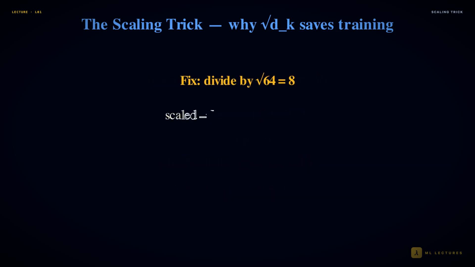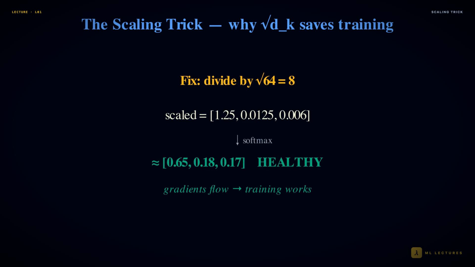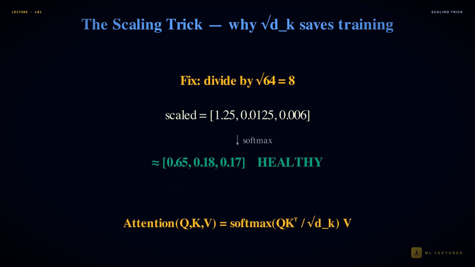Fix. Divide every score by square root of the key dimension. For dk equals 64, that is square root 64 equals 8. Same scores become 1.25 and roughly 0.01. Now softmax, you get 65% on the biggest, 18% each on the others. Healthy distribution. Gradients flow. That single divide is the difference between a transformer that trains and one that does not.